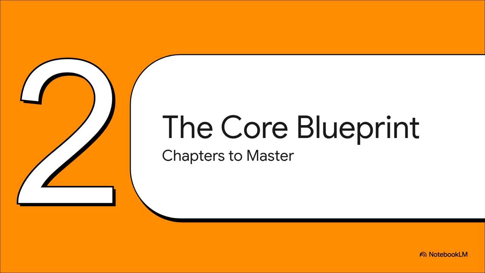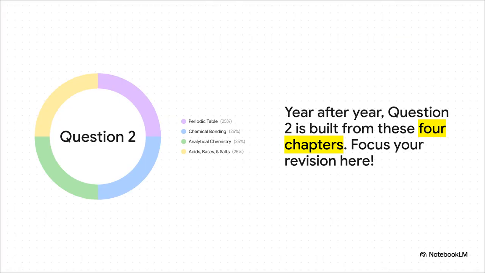Let's break it down. And here it is. It's actually that simple. Question 2 is almost always built from these 4 key chapters: the periodic table, chemical bonding, analytical chemistry, and acids, bases, and salts. That's it. This is your formula for success. It tells you exactly where to focus your revision, like a laser beam.